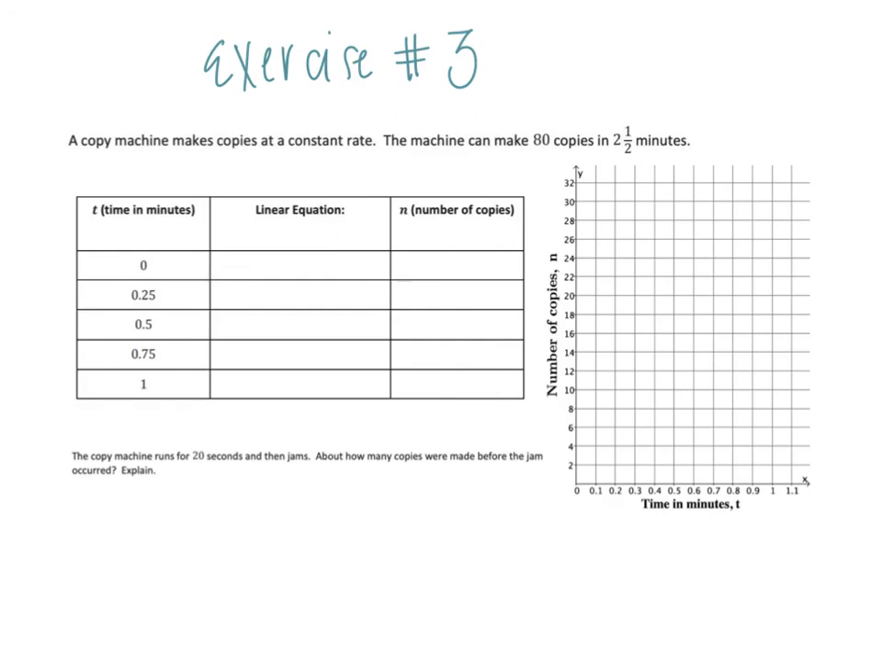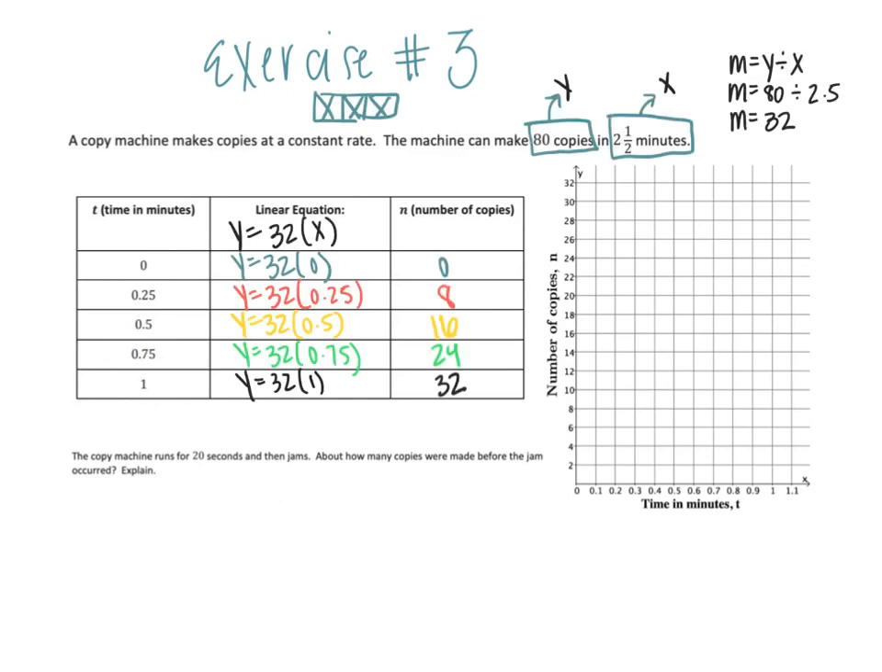All right, exercise 3, take a moment to do this before we go over it and check your work. So after taking some time to do that on your own, here is what I have come up with. So I identified my x and y variables, and from there I found my slope. I did y divided by x, so I did 80 divided by 2.5 and got 32. So this is my equation right here, y equals 32 times x. I applied that to all of these rows, and these are the values that I got.